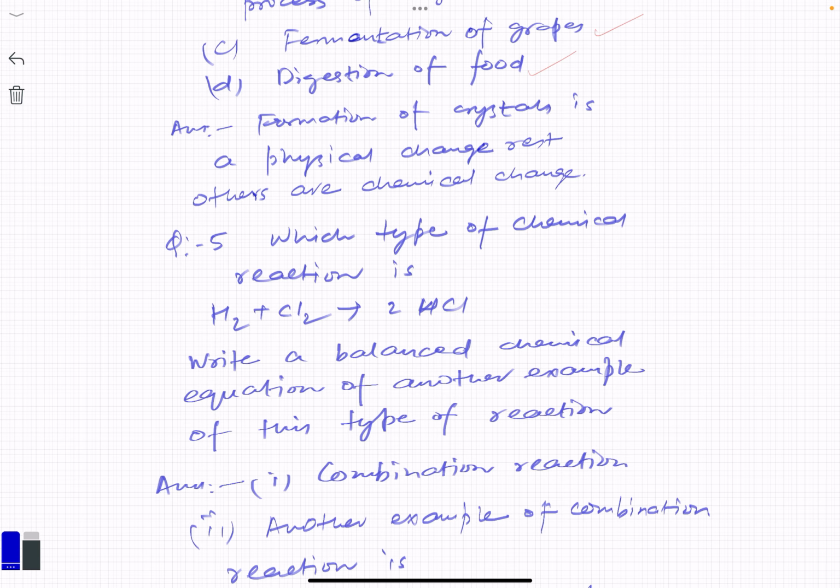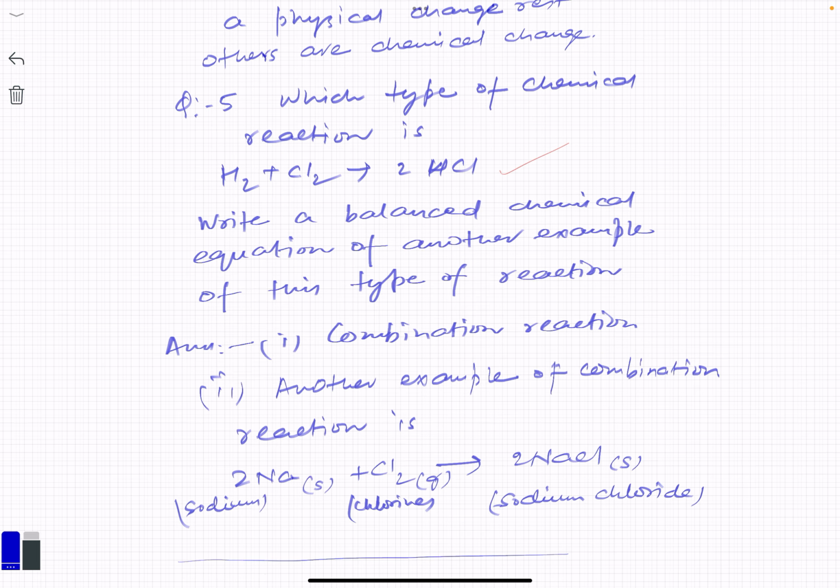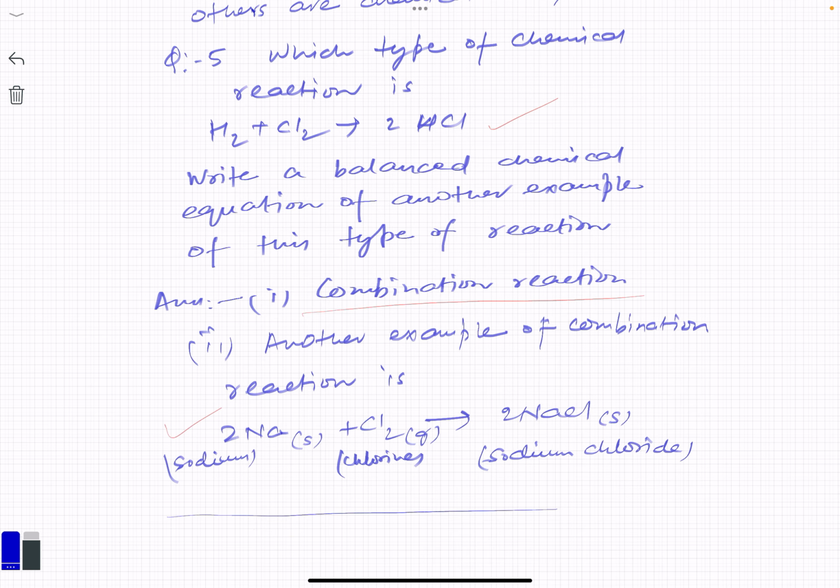Question number 5. Which type of chemical reaction is H2 plus Cl2 gives 2HCl? Write a balanced chemical equation of another example of this type of reaction. It is a combination reaction. Another example of a combination reaction is 2Na in solid state plus Cl2 in gaseous state gives 2NaCl in solid state. Okay, these are the important questions for the board exam. Thank you.